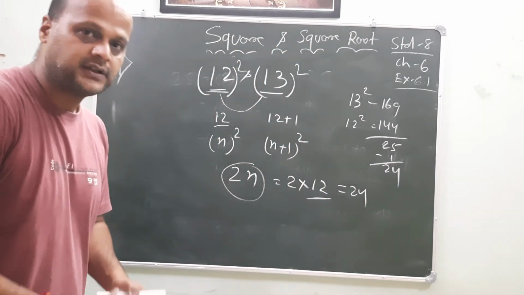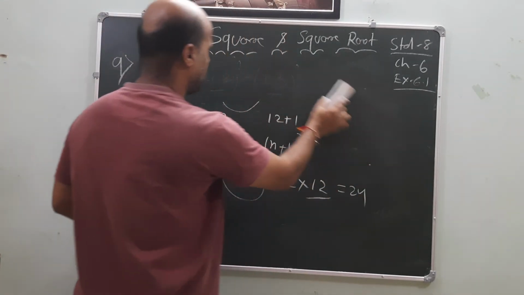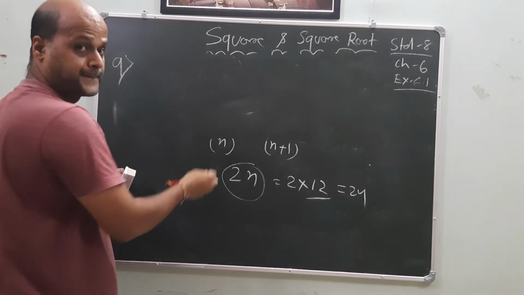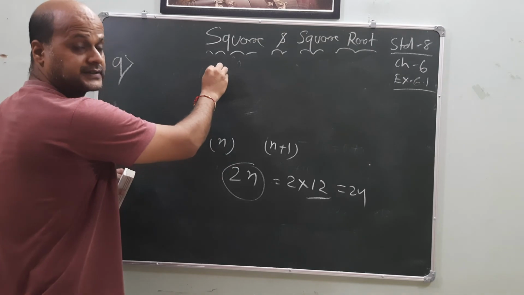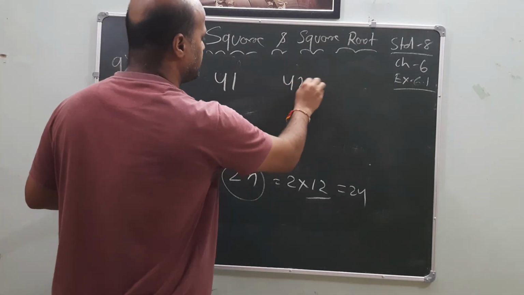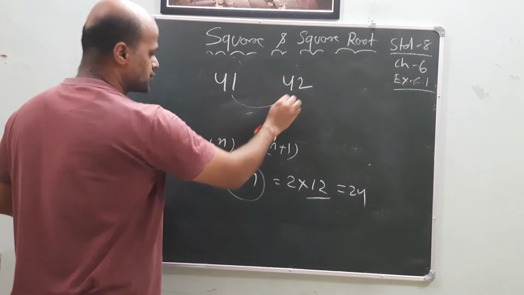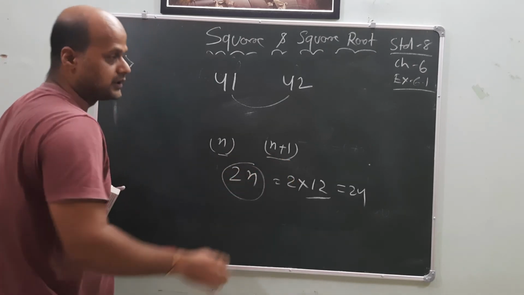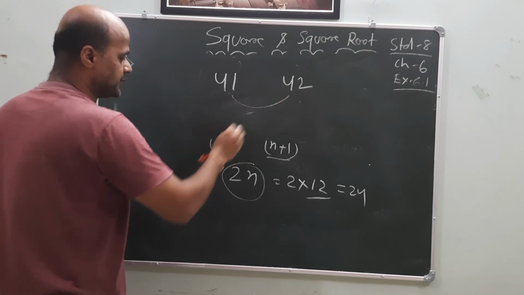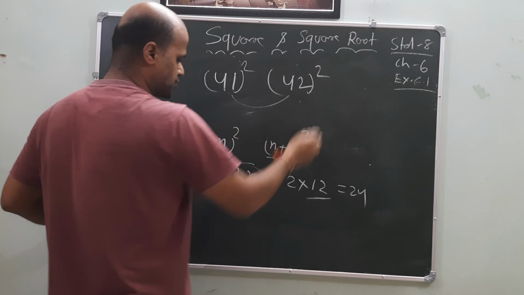Understood, my dear friends? Let's do another one. Now you will tell me, okay? Tell me, my dear friends. How much? 41 and 42. Now, what is the relation between these two? It is n and n plus 1 or not? If I add 1 with 41, 42 will come or not? So like this manner, if I square these two numbers, how many numbers are lying between these two?